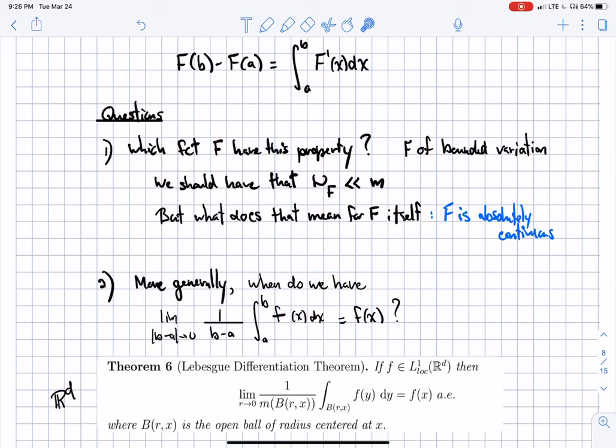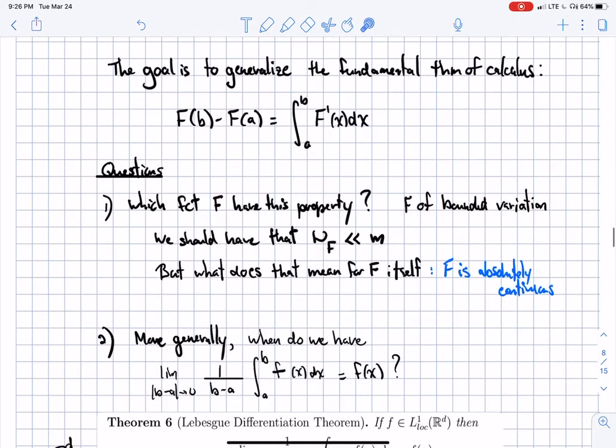Now we want to look at this in the setting we have been developing, so more generally. So we can ask the question, what kind of functions have this property? Now we have an integral which is more general than the Riemann integral. We have the Lebesgue integral. So probably we can actually generalize this to more functions.